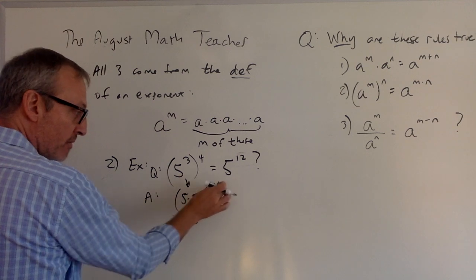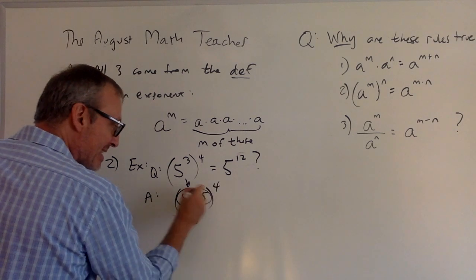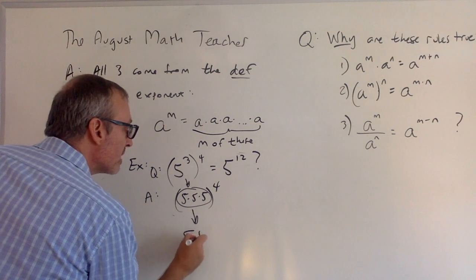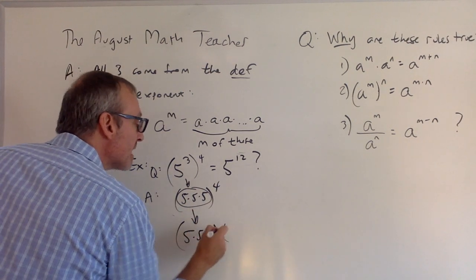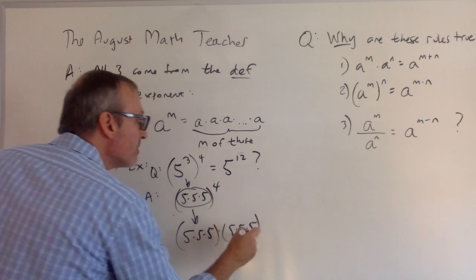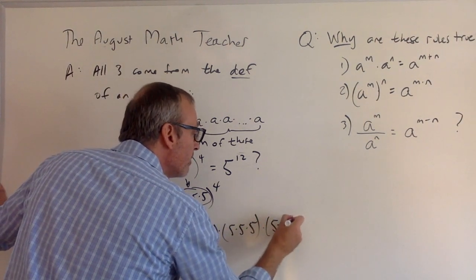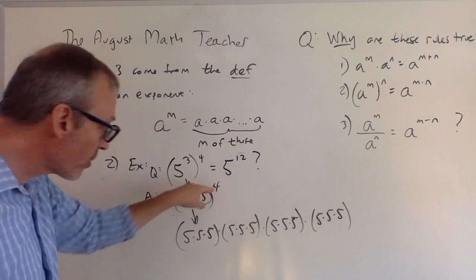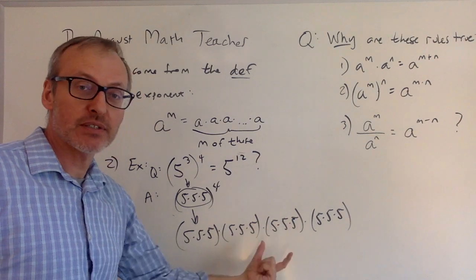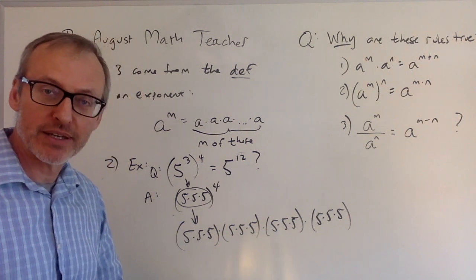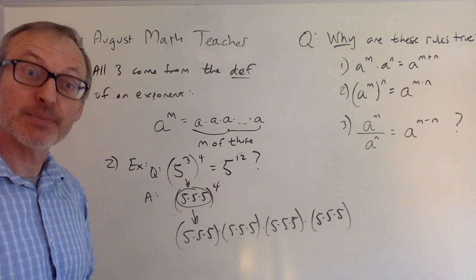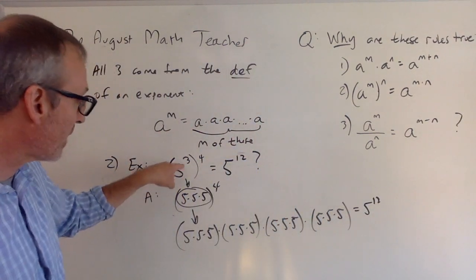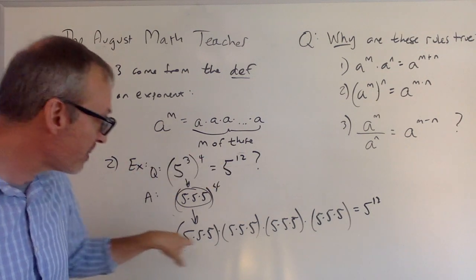5 times 5 times 5 to the fourth literally means we're going to take this thing and multiply by itself 4 times. So it means 5 times 5 times 5, times 5 times 5 times 5, times 5 times 5 times 5, times 5 times 5 times 5. It's 4 groups of 3 fives. And 4 groups of 3 things is 12 things. That's multiplication. That is 5 to the 12th. And so, of course, 5 to the third to the fourth is 5 to the 12th because of that.